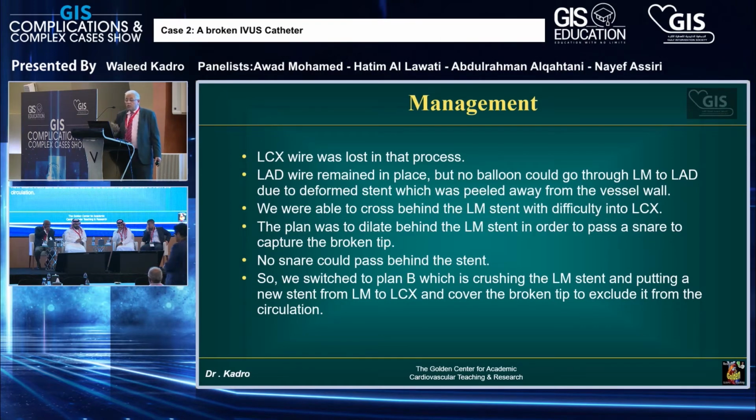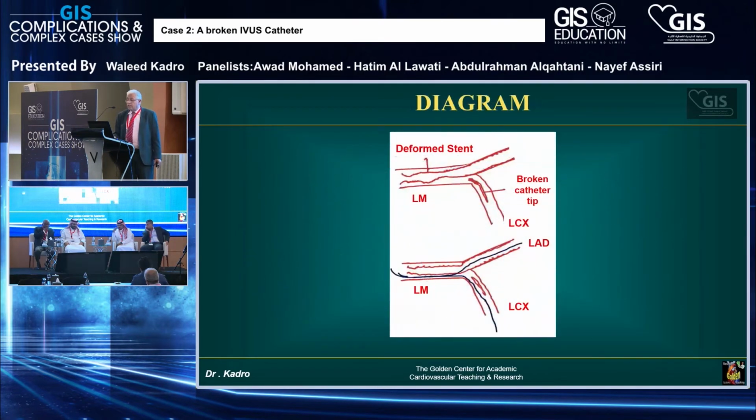So we were able to cross behind the left main stent, because the stent has moved, and enter the circumflex. The plan was to dilate this area and try to snare this piece, but no snare could go behind the stent. So we switched to plan B, which is crushing the left main stent and putting a new stent from the left main to the circumflex, to cover this broken catheter and exclude it from the circulation.